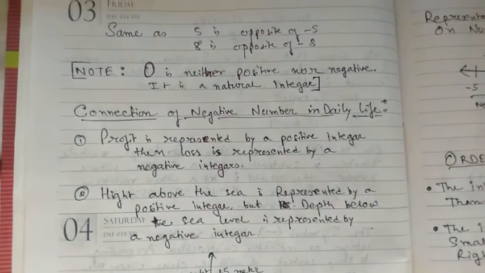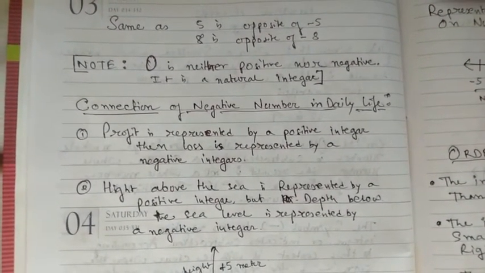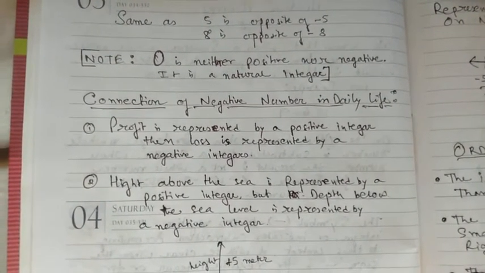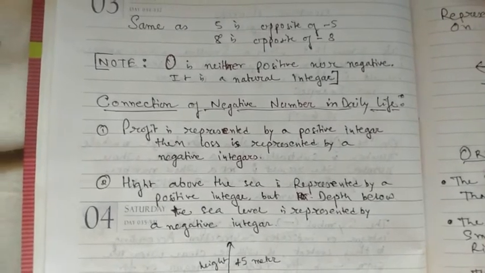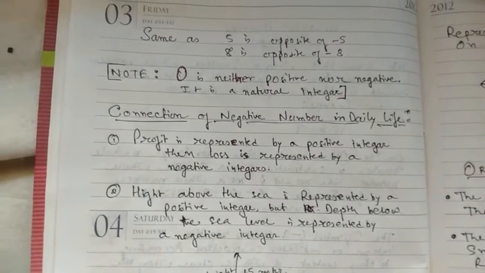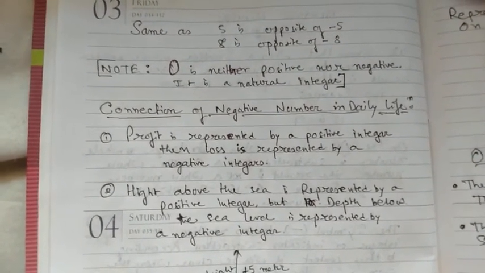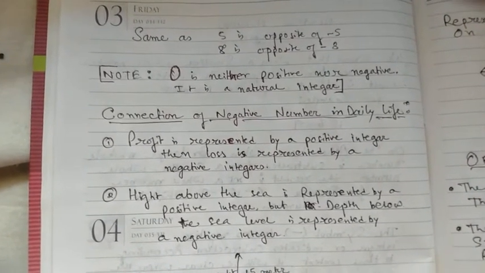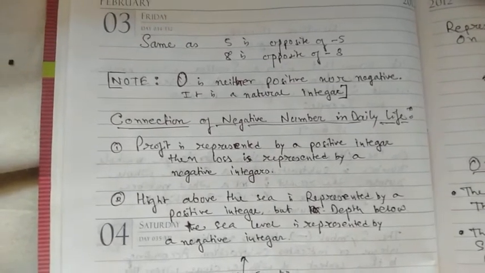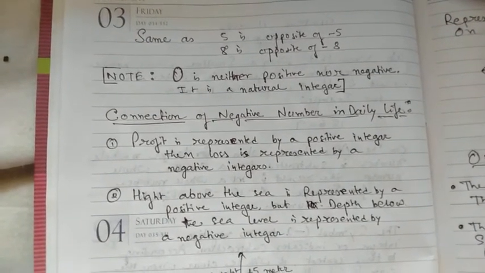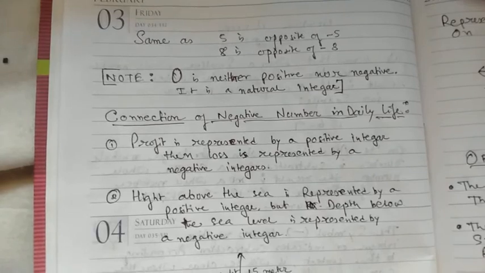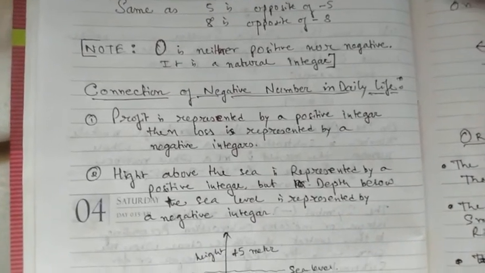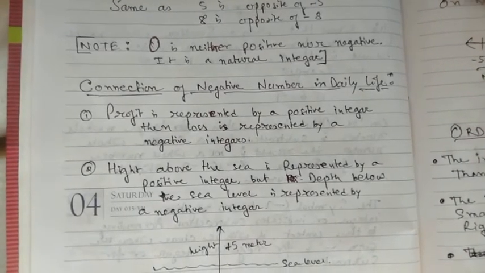Another thing, 0. 0 is neither positive nor negative. It is a neutral number because 0 means nothing. It has no particular value, so it is not a positive number and not a negative number. So it has no opposite number. Okay, 5 has the opposite number minus 5, 8 has the opposite number minus 8, but 0 has no opposite number. So what is the connection of negative numbers in our daily life?